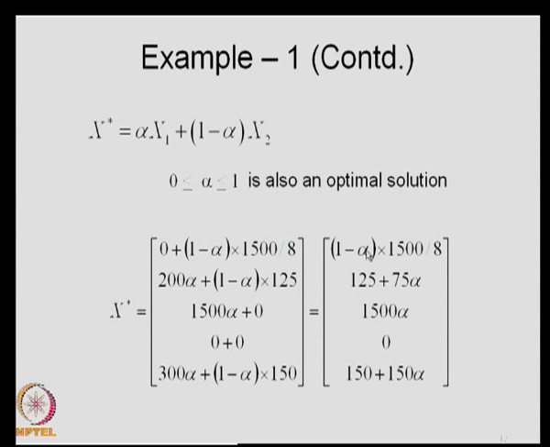By choosing alpha appropriately in this range, you can generate one solution. Let us say alpha is equal to 0.3, you get one solution, alpha is equal to 0.4, you get another solution and so on. So, you can generate infinitely many solutions from this. Corresponding to each of the solutions, your z value remains the same. So, they are all alternate solutions.